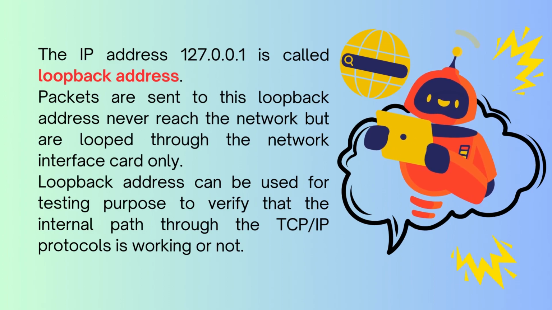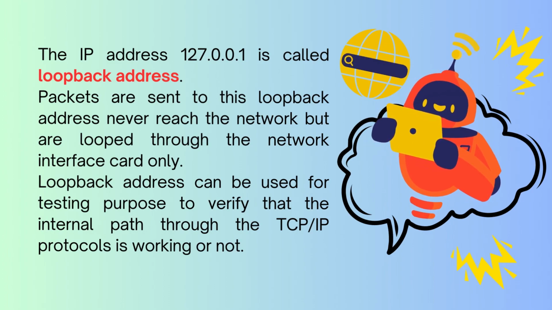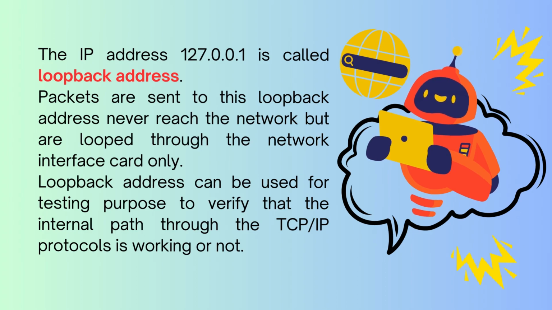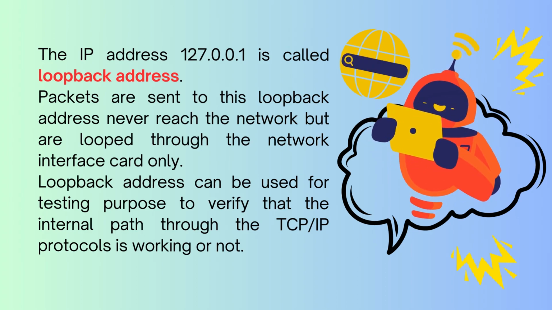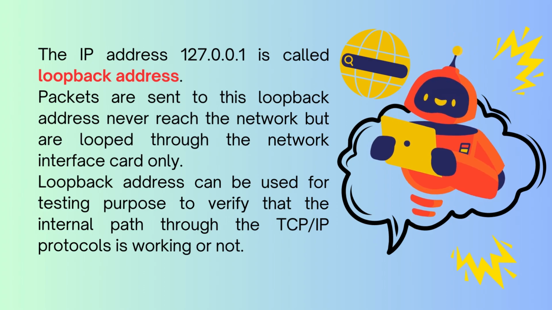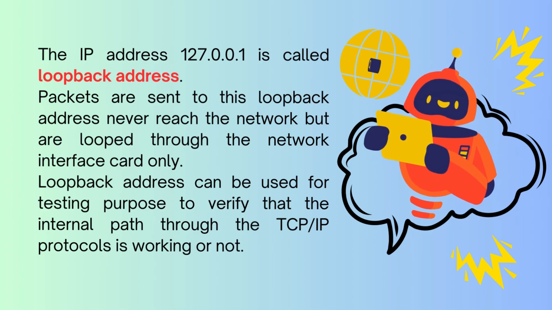The IP address 127.0.0.1 is called the loopback address. Packets sent to this loopback address never reach the network, but are looped through the network interface card only. The loopback address can be used for testing purposes to verify whether the internal path through the TCP/IP protocols is working or not.